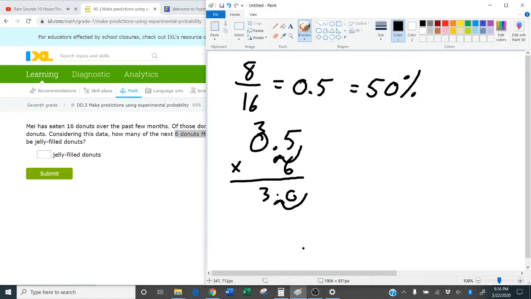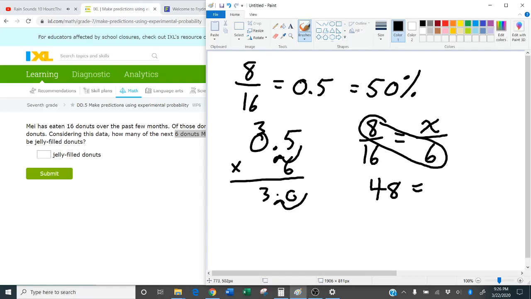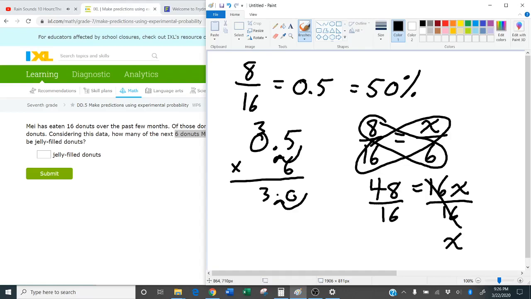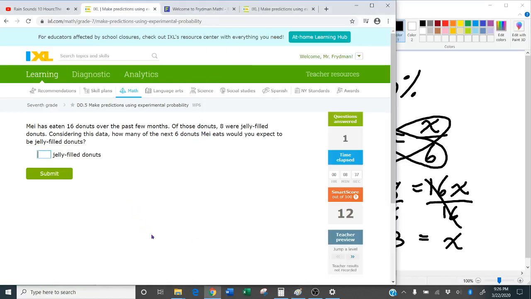And again, we could also set up a proportion: 8 over 16 equals x over 6. We can do 8 times 6 is 48 equals 16 times x. Divide both sides by 16. That cancels, and then 48 divided by 16 is 3. You could use a calculator for that if you want. But that's our prediction: 3 jelly-filled donuts.